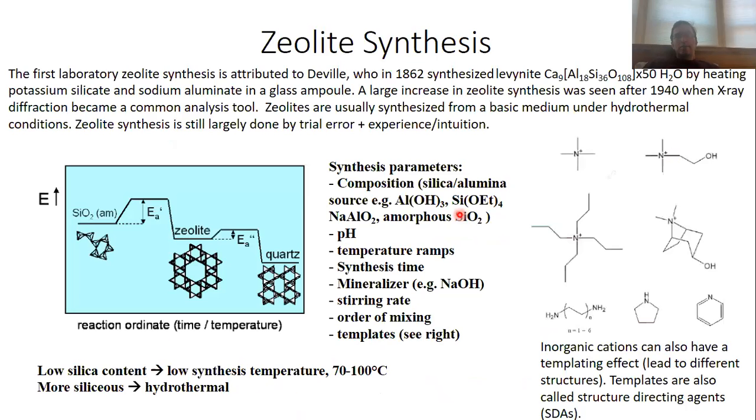All right. Then last but not least, a few things about zeolite synthesis. How do you make zeolites? We have learned that zeolites occur in nature as minerals, but because of their great industrial importance, they are also being synthesized. The first laboratory zeolite was synthesized already in 1862. That was a calcium aluminum silicate.